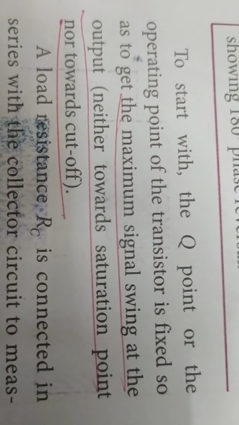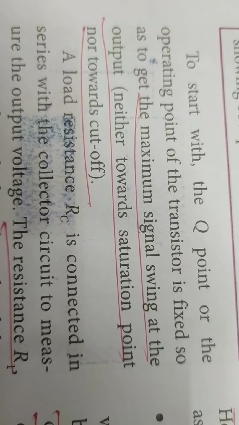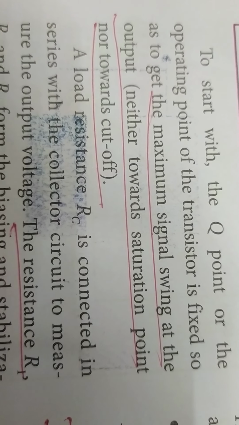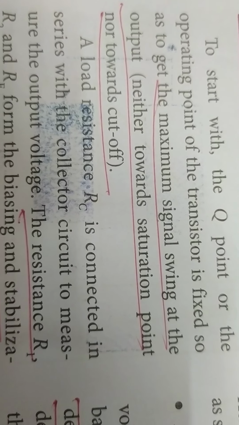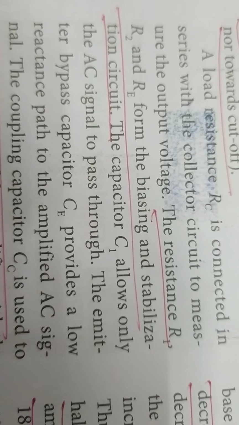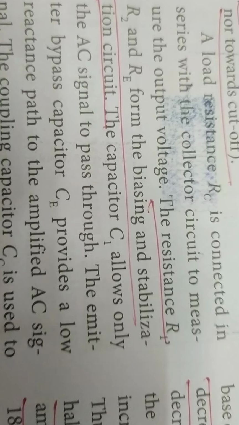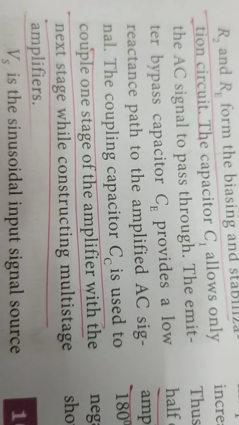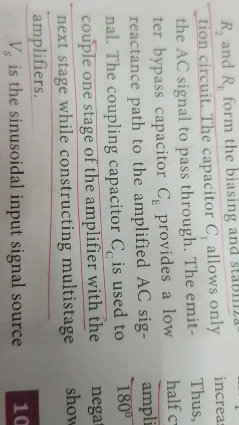And here we are going to see how the transistor works as an amplifier. So here you first have to select the Q point or operating point, that is, you have to take the center point Q of PQR that you have seen, so it will be neither towards the saturation point nor towards the cutoff, it should be at the center. So here the resistances R1, R2 and RE form the biasing and stabilization in the circuit. Biasing means either you can give forward bias or reverse bias, and the capacitor CE provides a low reactance path to the amplified AC signal, that is, the AC signal can easily pass through RE only because of CE.